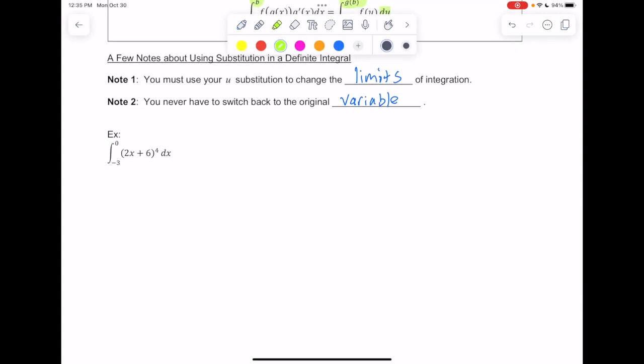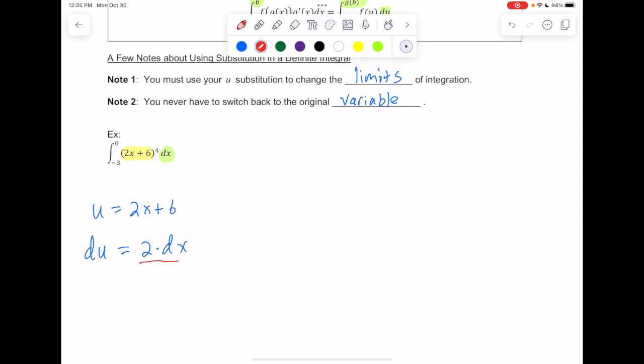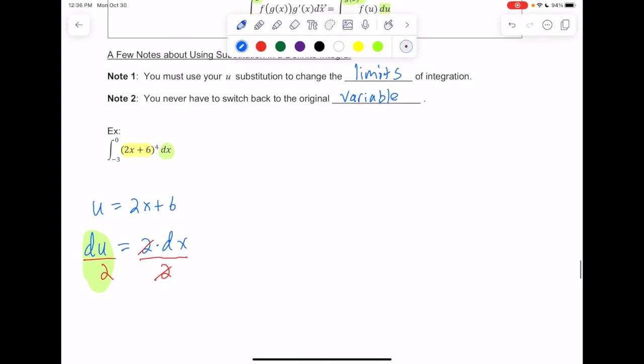I think we have a fairly clear inside function here. 2x plus 6 is inside of this fourth power. So we're going to let u equal 2x plus 6. So du will be the derivative of that, which is 2 times dx. If we look at our leftovers, it's just dx, not 2 dx. So I would divide both sides by 2 to get that dx piece by itself. So in place of the dx, we're going to end up substituting du over 2. We're going to do that, but at the same time, we have to think about the limits of integration. So an extra piece to our substitution.